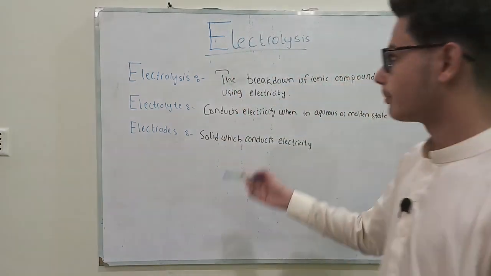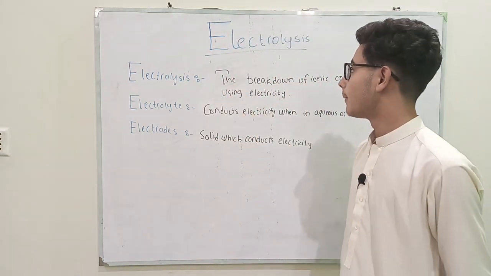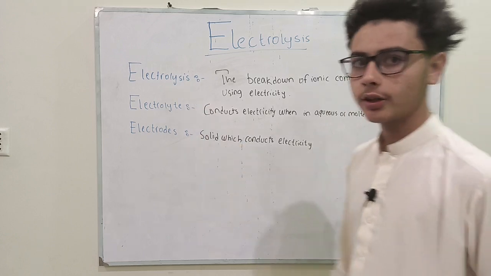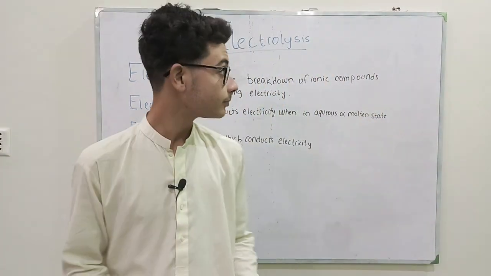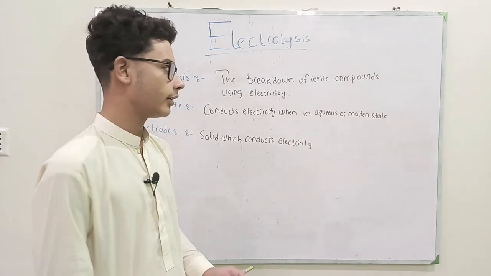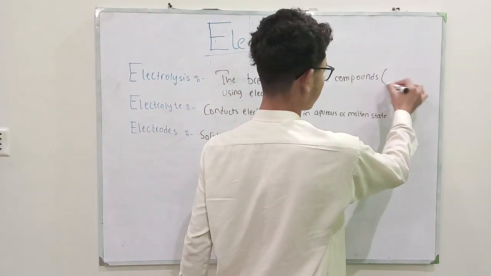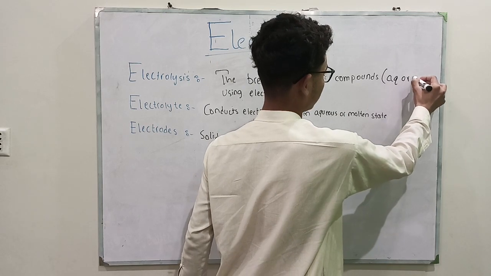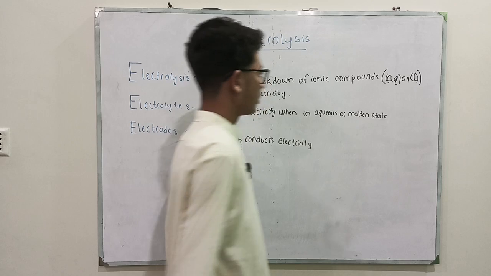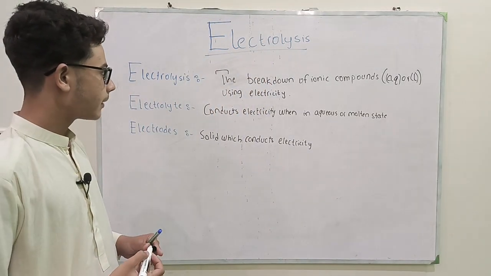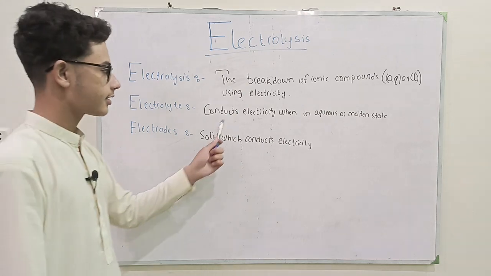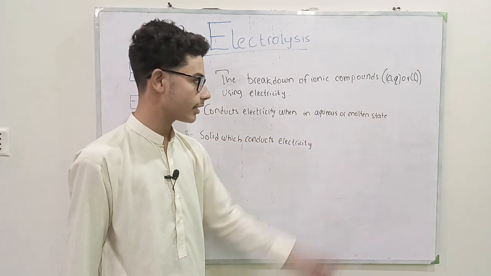I have written some of the basics of electrolysis. This is the definition of electrolysis, which is the breakdown of ionic compounds using electricity. And the ionic compounds must be aqueous or molten. It's very necessary that it should be aqueous or in molten state. This should be the state of the ionic compound. And what is an electrolyte? It is anything which conducts electricity when in aqueous or molten state.